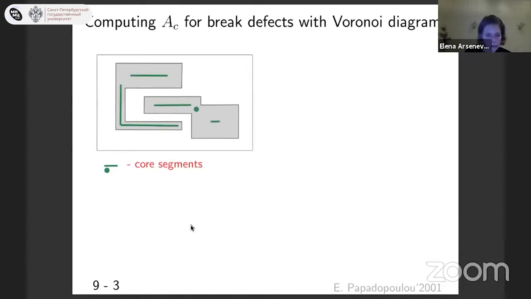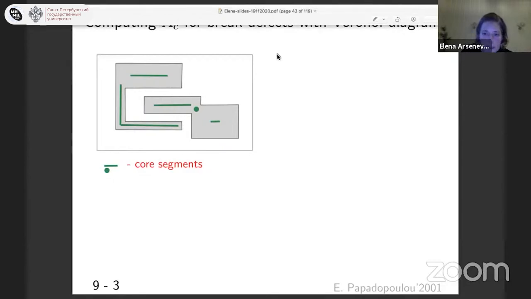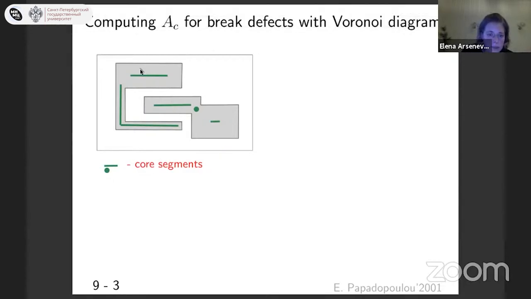So here's the way to use Voronoi diagrams to compute the critical area. So first of all, I draw the core segments, where core segments are, let me try to annotate. So they are centers of the minimal squares to break the thing. Like if I place a center here and I draw a square, then I will have a break. And I want the minimal ones. Okay, so it's not a very squarey square, but you probably get the idea. Or if I put the center of a square here and I draw the square, I still get the break.